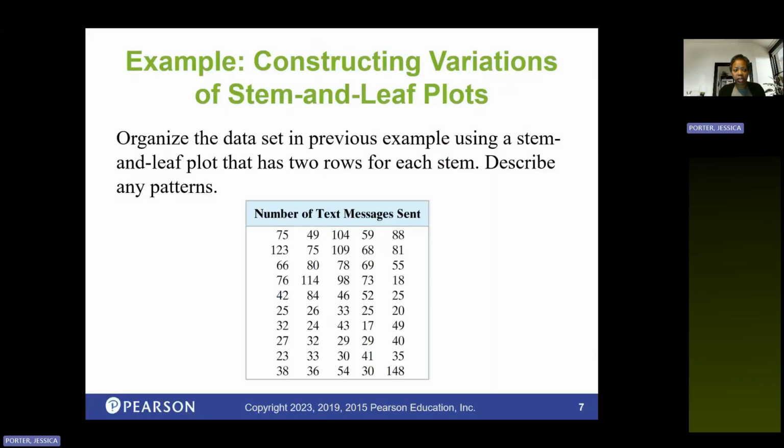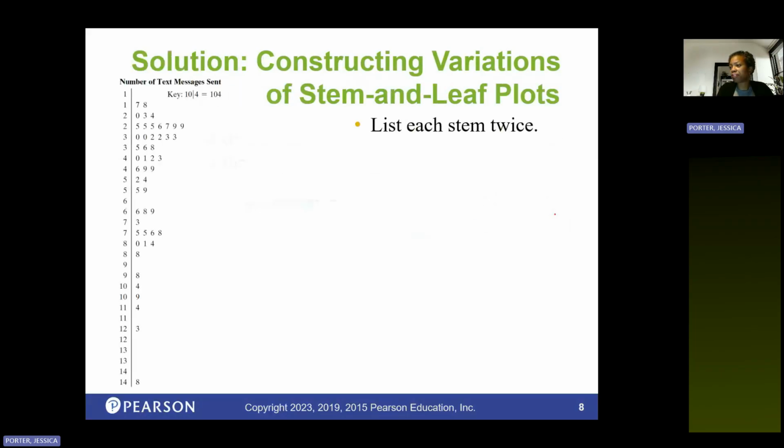Another way that you can construct a stem and leaf plot is by having 2 rows for each stem. So one row will have 0 through 4. And the next row will have 5, 6, 7, 8, and 9. So I might have 7 as my stem. And what would be on the first row would be 0 through 4. And on the second row, I would have 5 through 9. And so let's look at what that looks like.